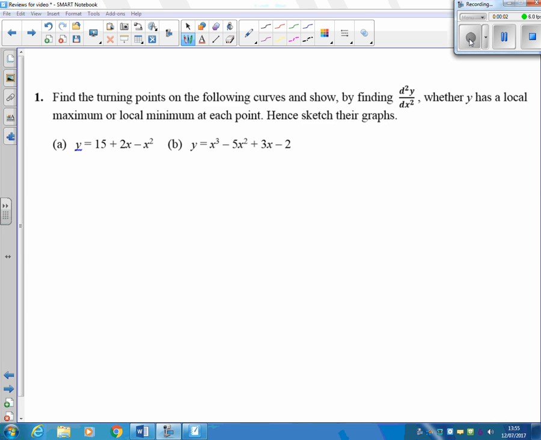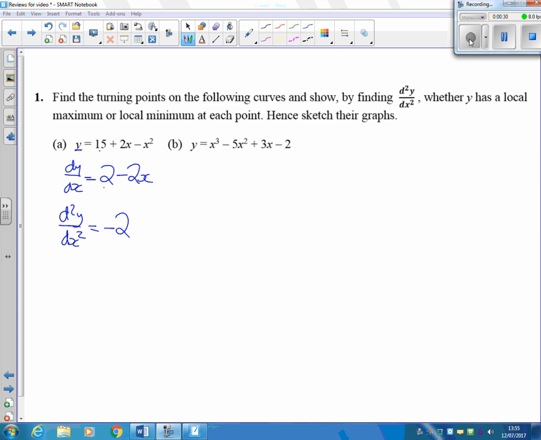The stationary points review sheet. Lots of differentiation to do here then. So step 1, we differentiate this. 15 disappears, the 2x goes to 2, and that goes to 2x. And then we're going to do a second derivative as well here. The second derivative here, d2y by dx squared. That disappears now, just leaving us with a minus 2.